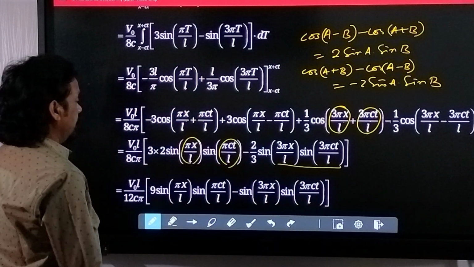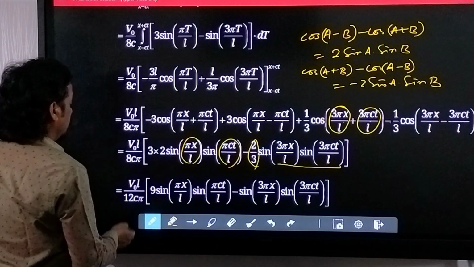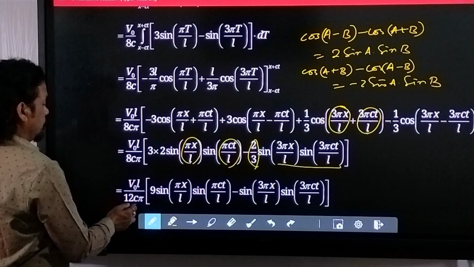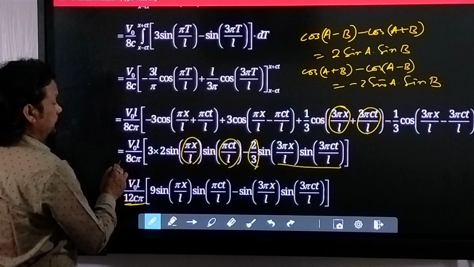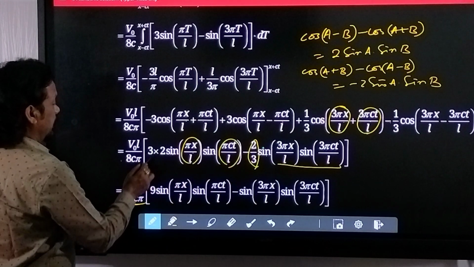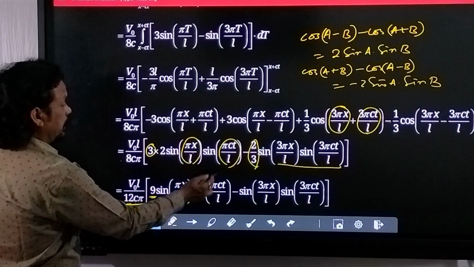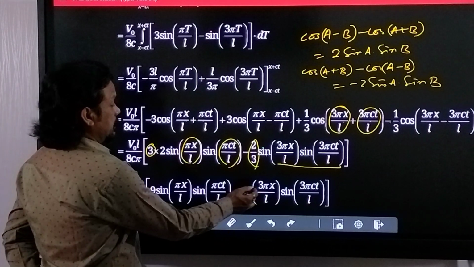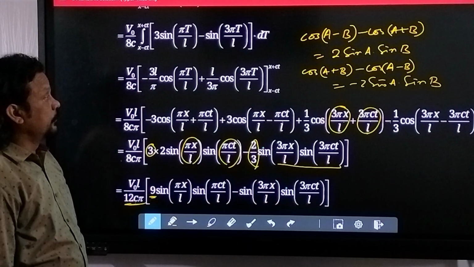Clear? So I am taking 2 common. 2 by 3, I am taking 2 by 3 common. So it becomes 12ct. Because 2 and 8 will cancel out, it will become 4. 4 3 is 12. And this becomes 9. 9 sin pi x by L into sin pi ct by L minus sin 3 pi x by L into sin 3 pi ct by L. So this is the final answer.